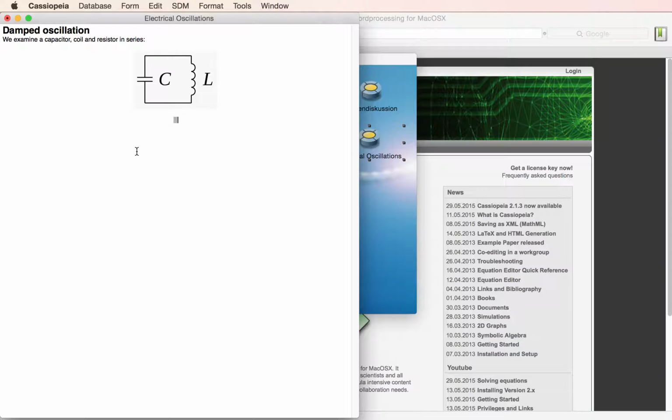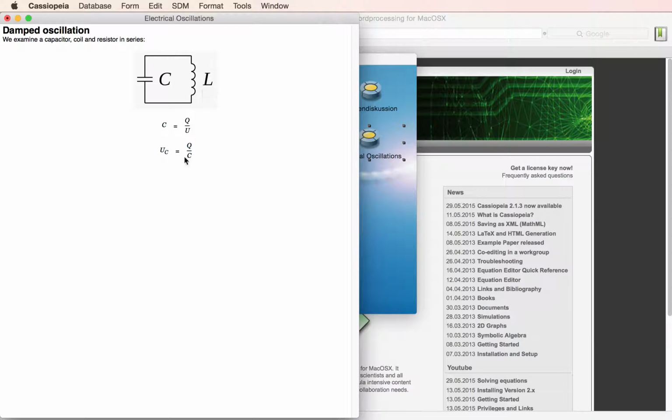The cap is defined by C equals Q over U, where Q is the charge on the cap and U the voltage to which a cap is charged. We can rearrange this like so. U_C is Q over C.